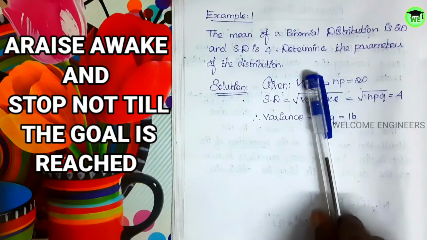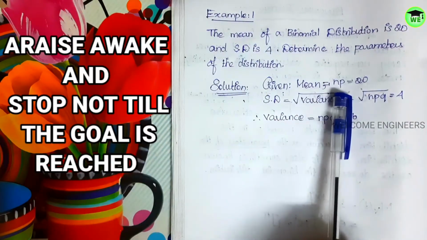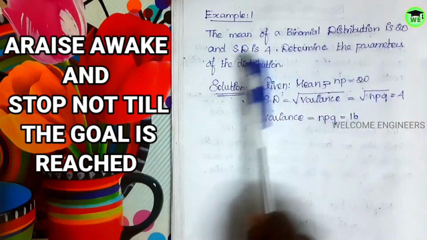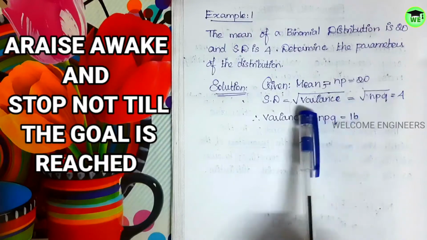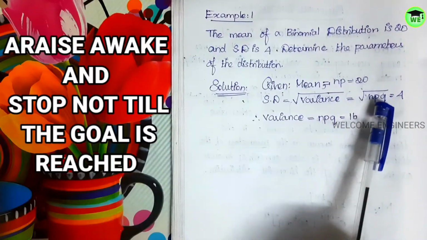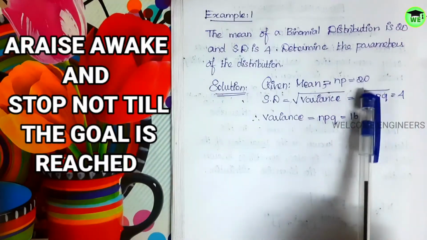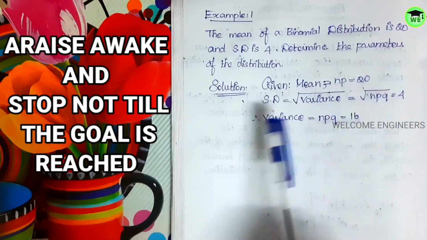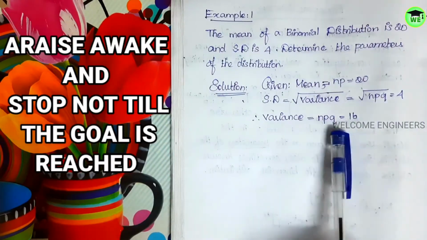First write the given terms. First the mean. Mean formula is np, equal to 20. Next, standard deviation. Standard deviation is equal to root of variance, and the variance formula is n into p into q. So root of npq is equal to 4. So the variance npq is equal to 4 square, which is 16.